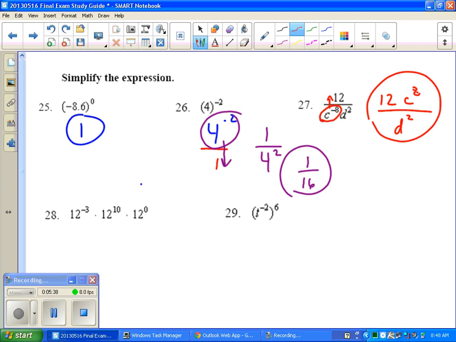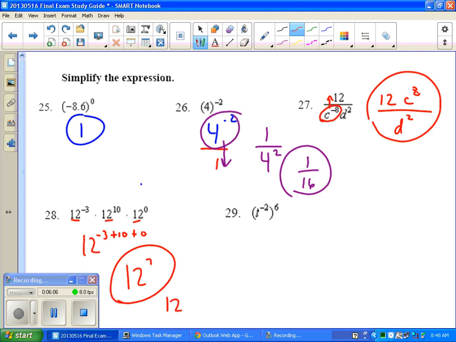Number 28, notice 12 times 12 times 12. All of your bases are the same. Anytime you are multiplying the same bases, you add the exponents. So it's 12 to the -3 plus 10 plus 0. -3 plus 10 is 7, plus 0 is 7, so 12 to the 7th power. And I'm pretty sure it'll be in this form. If it's not, just multiply 12 times itself 7 times. Or in most of y'all calculators, you can punch in 12, and then there's a button called a caret button, 7, and it'll give you the value of 12 times itself 7 times.